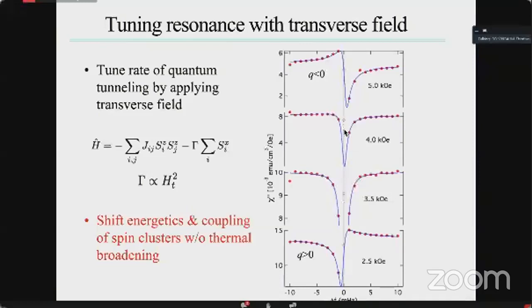The other thing I want to point out is, you remember when we just did temperature, the major effect was to broaden the line shape, right? We were melting it, we were smearing it. You can see here, as you move the transverse field, the line width stays very sharp. So there's no broadening here, there's no thermal effect. So this is purely a quantum mechanical effect.